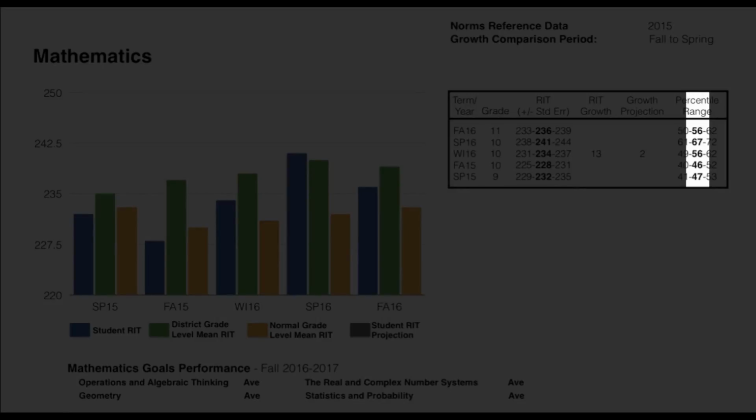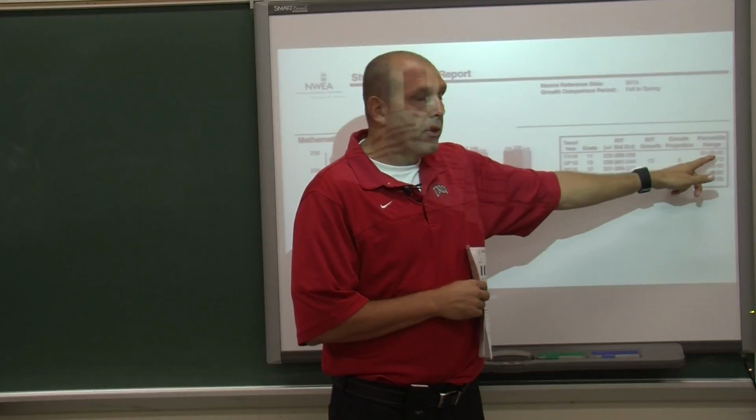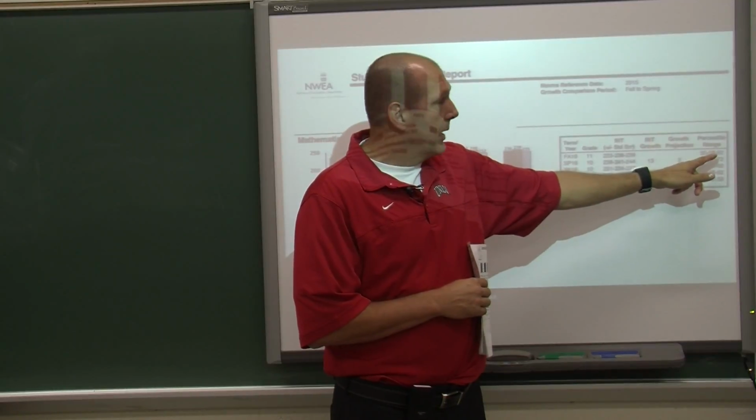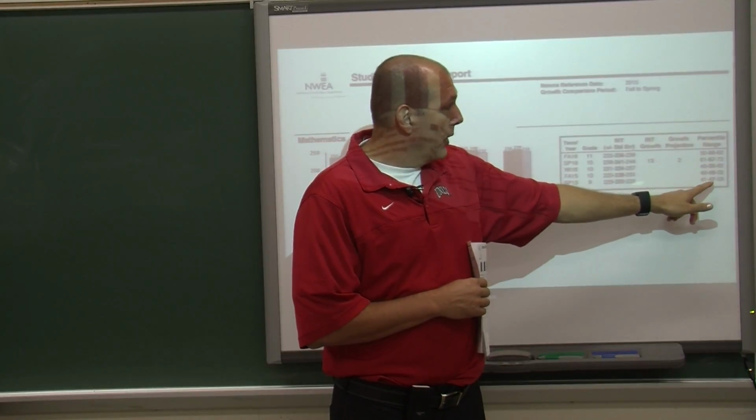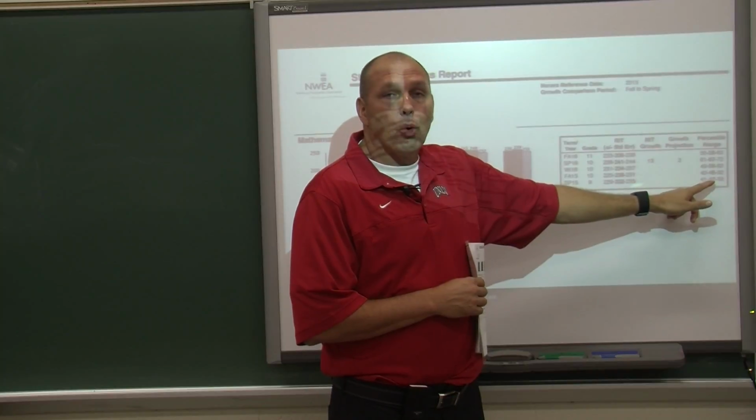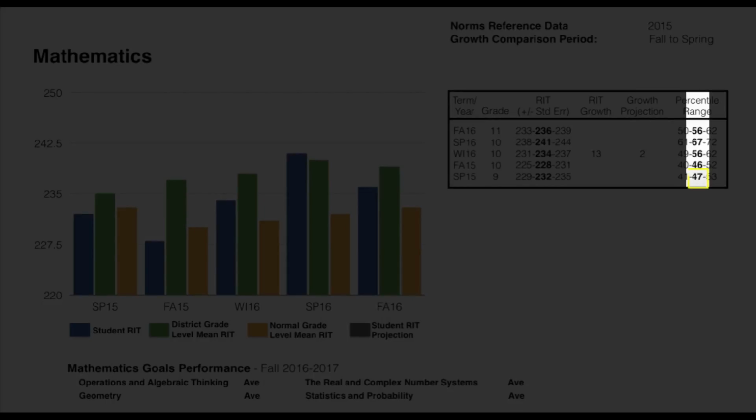The last numbers over here are the percentile ranges. This number in the middle means this particular student scored better than 56% of all the students across the nation that took the math test. That's positive. As a freshman, she scored 47% better than all other students on the math part of the math test. And so you can see she's had improvement each year.